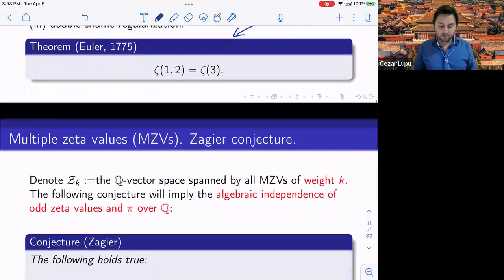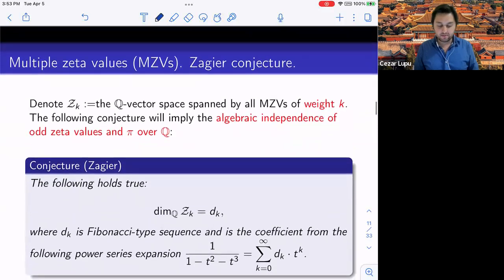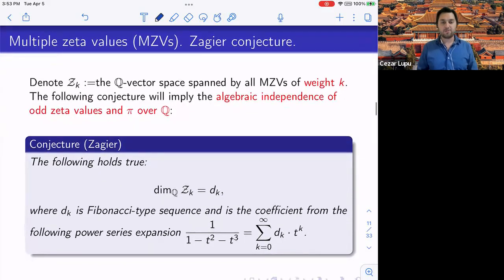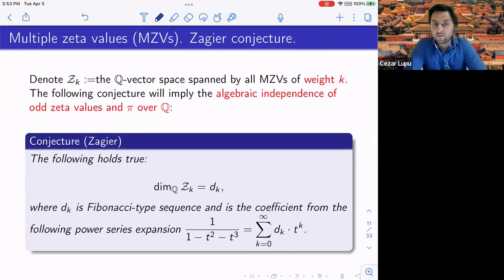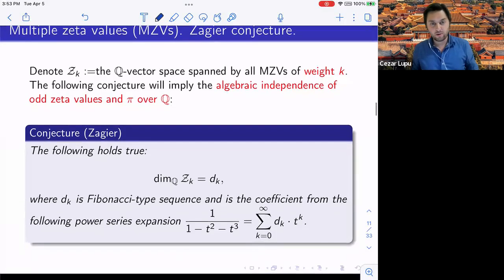So now we would like to understand a bit more about this vector space of multiple zeta values. If we denote by Zk the Q vector space spanned by all multiple zeta values of weight k, this conjecture of Zagier will imply the algebraic independence of all zeta values. In fact, the transcendence conjecture that I just mentioned at the beginning. In other words, the dimension over Q of this vector space is this Fibonacci type number, which comes from the power series expansion of 1 over 1 minus t squared minus t cubed. And I'll show you an example to understand.